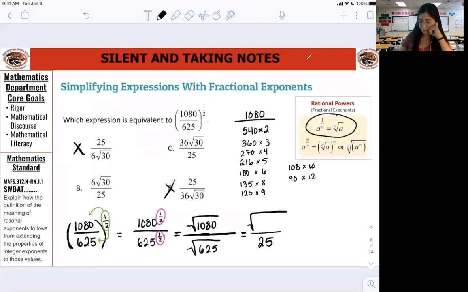Fifteen times 72. You got it. 15 times 72. You guys are super, super close to the one I'm looking for. Because I know the one I'm looking for, but we'll see if we get it.